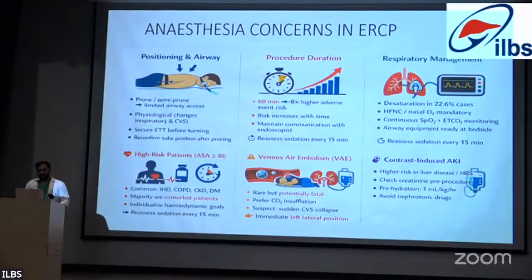There is a rare complication of venous air embolism during the procedure. So always suspect this when there is a sudden CVS collapse, and we should turn the patient immediately to the left lateral position. There is always a risk of contrast-induced AKI for this patient, and it is higher in liver disease because of the possibility of HRS. So check creatinine pre-procedure always, and hydrate the patient 1 ml per kg per hour when the patient is NPO. Avoid nephrotoxic drugs for these patients.